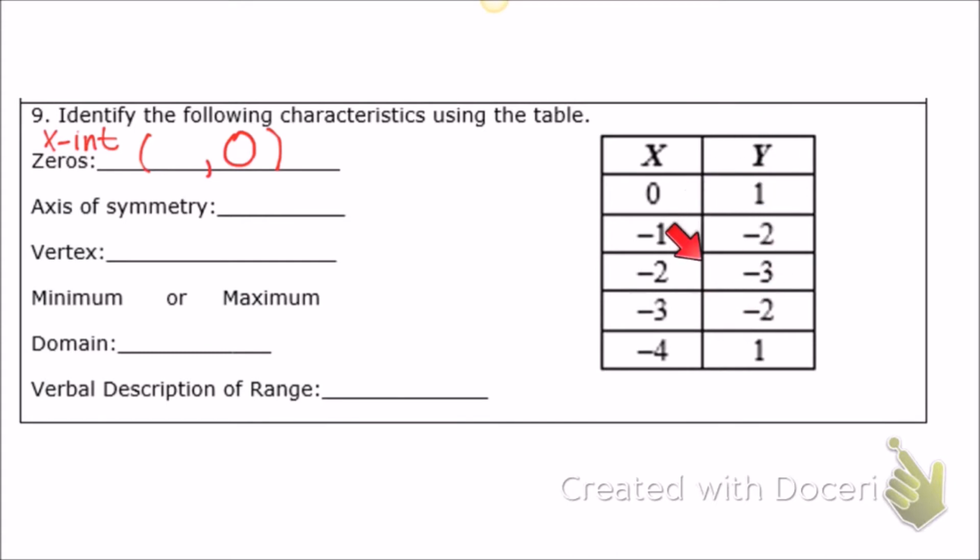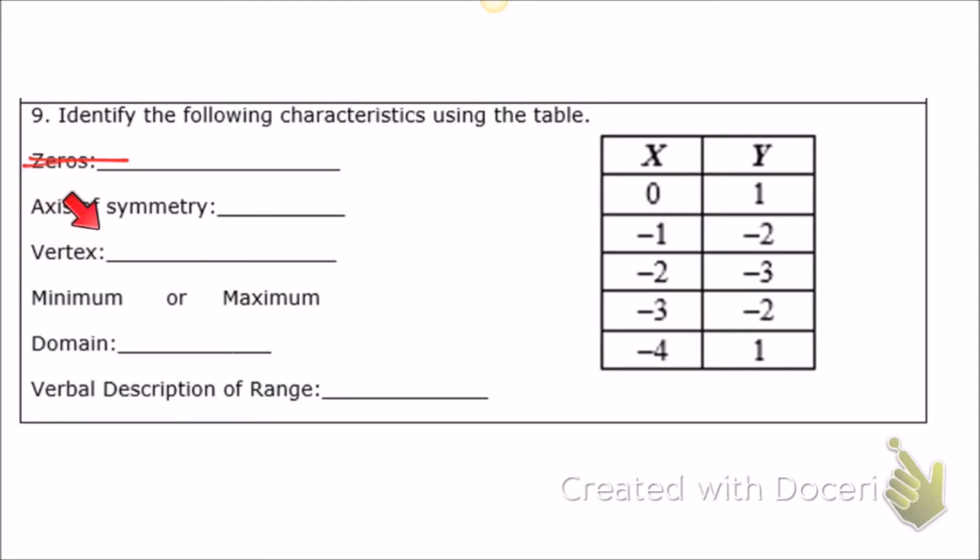But in between what two numbers are you going to find the 0? Well, we're going to find it between 1 and -2. So for this problem, I am not going to write the zeros because it's not clearly given. And you can talk about this with your teacher if you have any further questions.